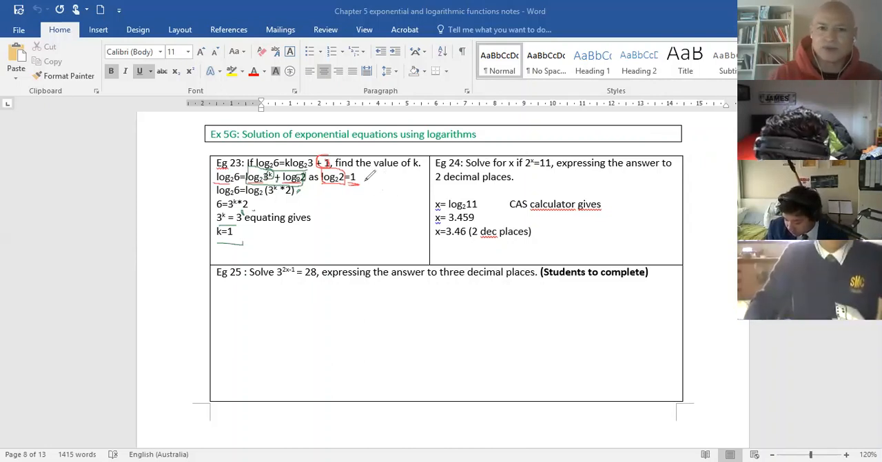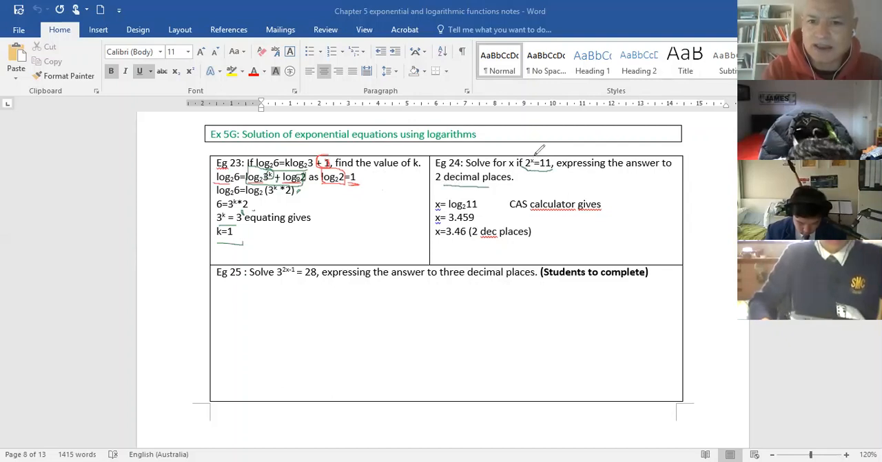Right, example 24. It says solve for x if 2 to the power of x equals 11. Express the answer to 2 decimal places. Well, there's our x as a power. The only way to get rid of this base 2 is to take log 2's. We can use that change of base rule, right?